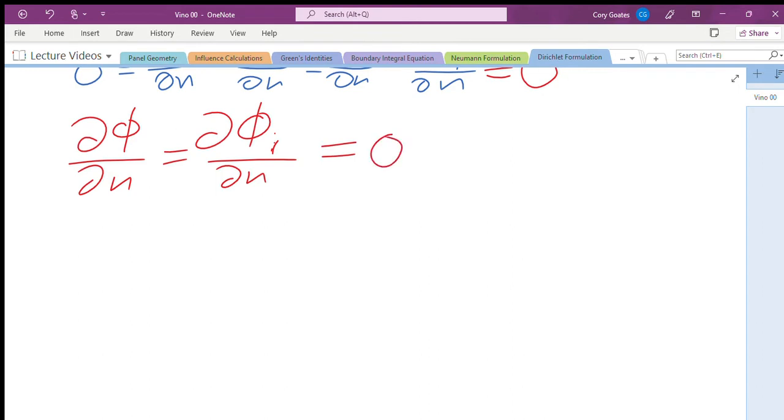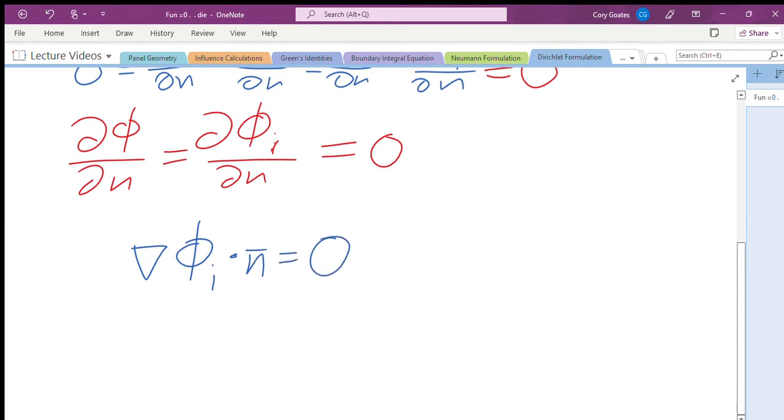Now let's go ahead and rearrange things a bit in terms of this inner potential. I can write grad phi I dotted with n is equal to 0. Okay? Now I know I made this step towards the partial phi partial n, and now I'm taking a step backwards. That's totally fine. We can swap between the two as we like.